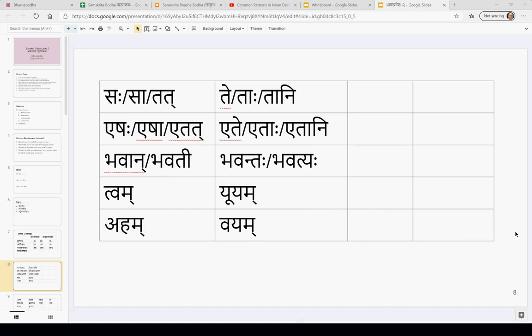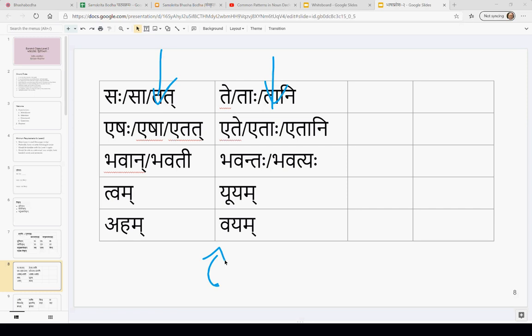So we have this sarvanama table, we saw that te te taha tani, esha esha etat te te taha etani, bhavan bhavati bhavantaha bhavatyaha, ekavachanam, bahuvachanam, etc. We saw that tvam, yuyam, aham, vayam. And dvivachanam, in some classes we have seen that, some of you are familiar with that. Because in this I have shown only ekavachanam and bahuvachanam. Dvivachanam, yes, it is there, and many of you already know that. If you know that, it is good.